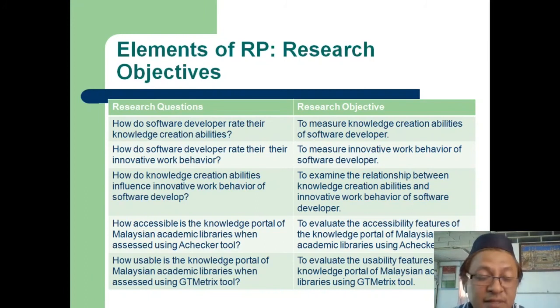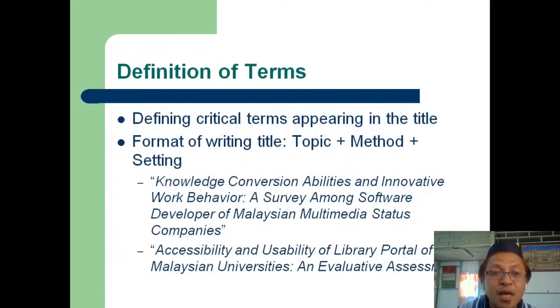All right, so this is an example of how I reword the research questions to become research objectives. Just look at the first example: how do software developers rate their knowledge creation abilities? That research question you can convert into a research objective: to measure the knowledge creation abilities of software developers. The rest you can read up by yourself. Okay, so it is easy. You can just reword, paraphrase the research questions.